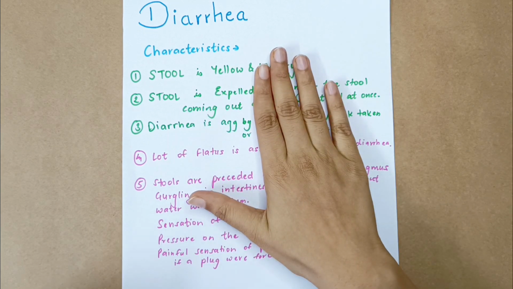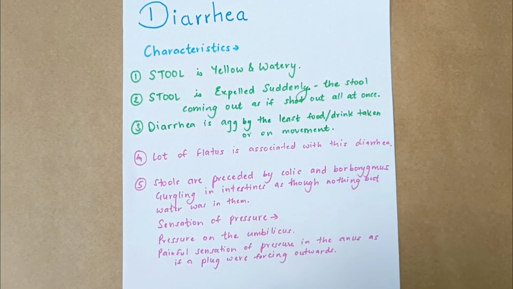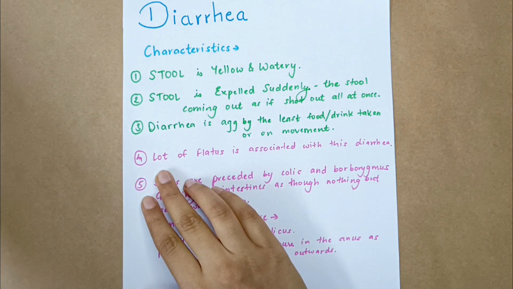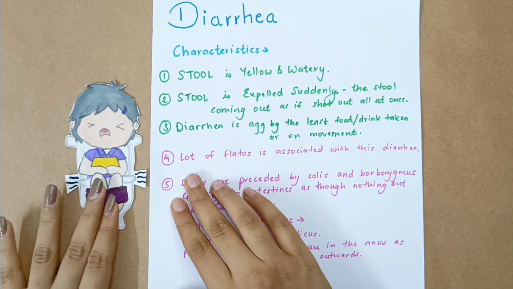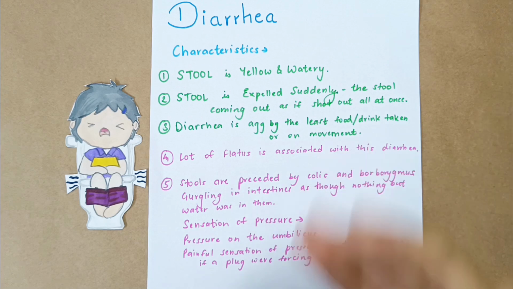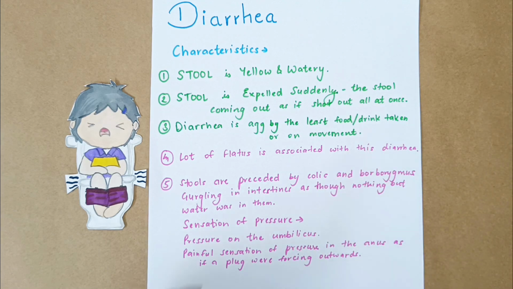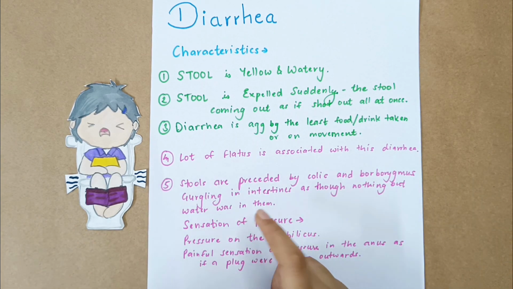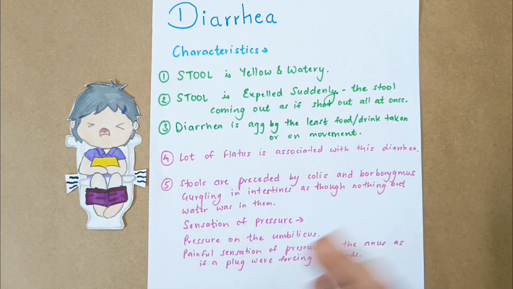Then he mentions more characteristic points related to the diarrhea of Croton Tig. These three are very important, but there are a few more. The fourth point is that a lot of flatus is associated with this diarrhea, a lot of gas, and the stools are preceded by colic. Before the stools, the patient will have pain in the abdomen and borborygmus, meaning a lot of gurgling in the intestines, as though nothing but water was in them, with loud noises coming out of the abdomen.